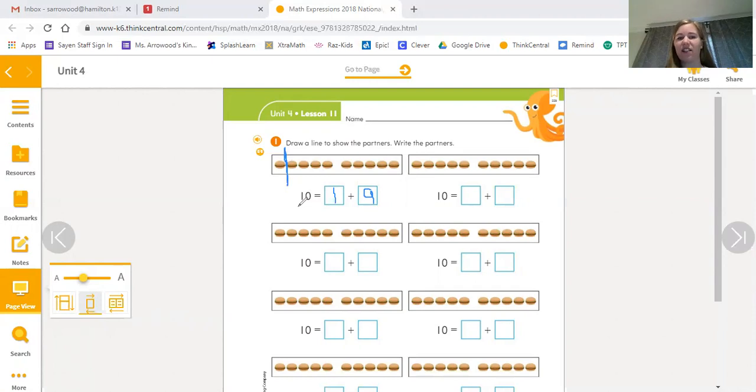And if you notice, it's broken up into our 5 groups. So some of you may be able to know, okay, if there's 1 here, I automatically know that there's going to be 9 there to make my partners. But if you don't, you can count.